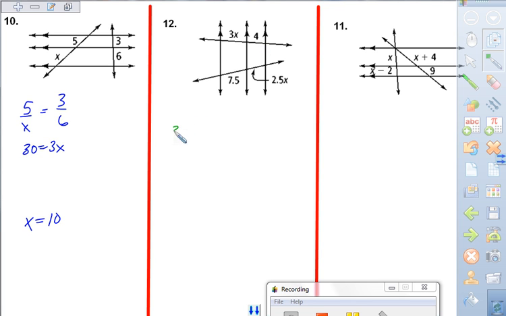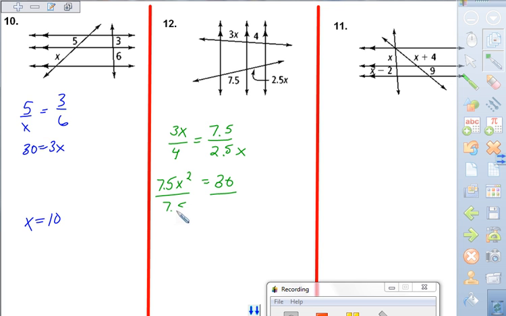So I'm going to say 3x divided by 4 is equal to 7.5 divided by 2.5x. Cross multiply. Be careful on this one. 3 times 2.5 is 7.5, but x times x is x squared. So I have a second degree polynomial. If I were to graph this function, it would be a parabola. So normally I'd have two solutions. I'm still trying to isolate my variable.